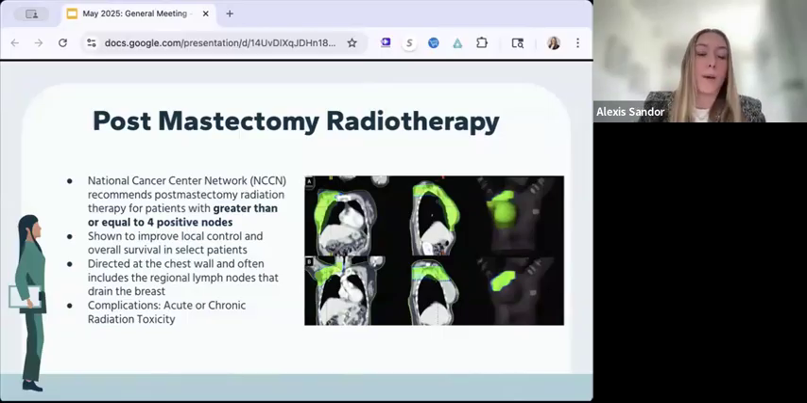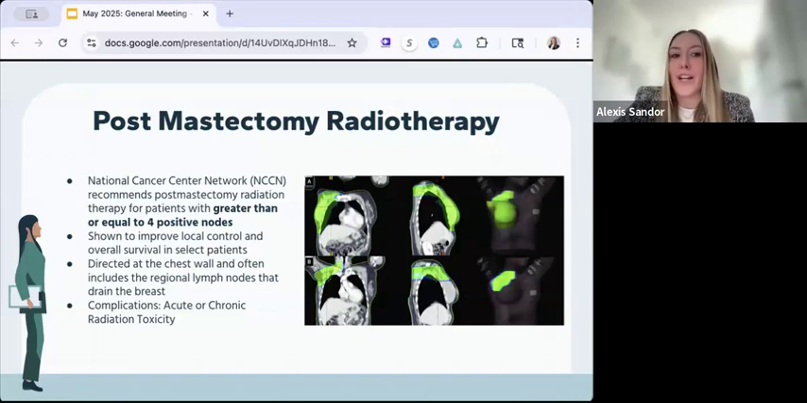and then breast cancer mortality by 9%. And notably, the Danish collaborative trials, which are the largest studies within that analysis, demonstrated a 10% improvement in disease-free and overall survival with post-mastectomy radiotherapy in high-risk patients, regardless of tumor size or nodal burden.